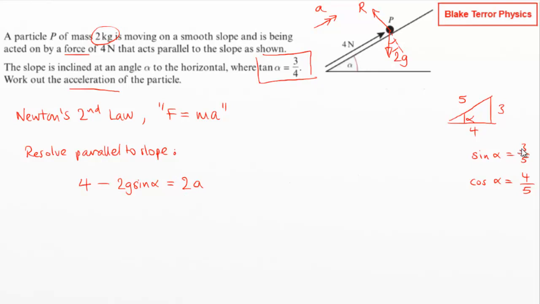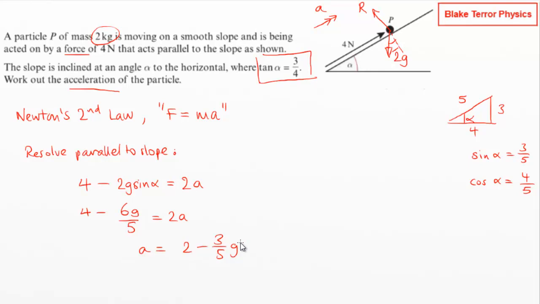And we know that sine alpha is 3/5, so that helps matters in here. So we've got 4 minus 2 times 3/5, so 6/5 of g, 6g over 5, equals 2a. So it's actually going to be moving down the slope, we can now see. We can divide everything by 2, so we've got that a is equal to 2 minus 3/5 of g. And then whatever we decide g is going to be, we can stick that in.